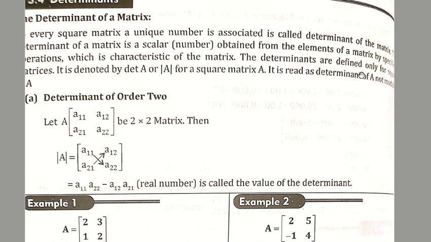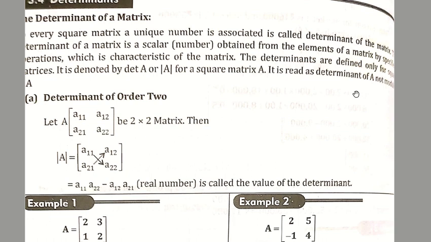Determinants are defined only for square matrices, wherein the order of the matrix is always equal, that is, your number of rows is equal to your number of columns. It is denoted by the term det A or |A|, with a vertical line on both sides of A for a square matrix A. So it is read as determinant of A or the modulus of A.